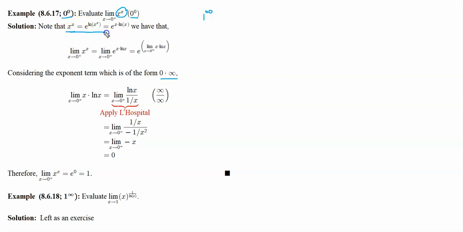So here we want to manipulate the term x to the x power. Notice that we can rewrite it as e to the ln of x to the x. Drop the exponent down in front of the ln and we get this result. Therefore we have x to the x equals e to the x times ln of x. Looking back at our limit, we can move the limit into the exponent and write it like this. Now what we need to do is evaluate the limit that's in the exponent up here.